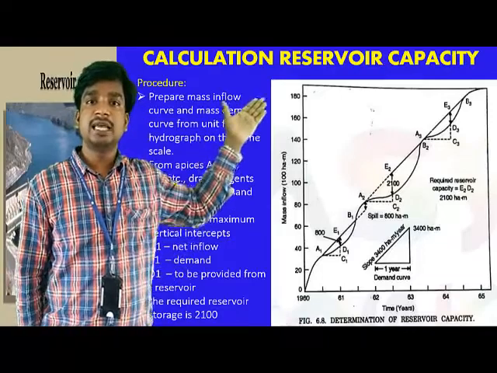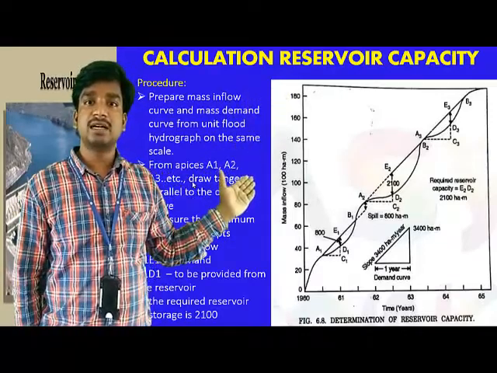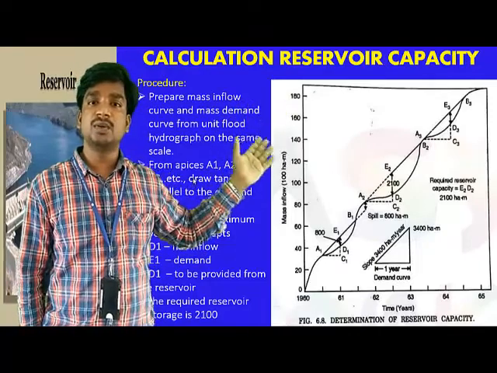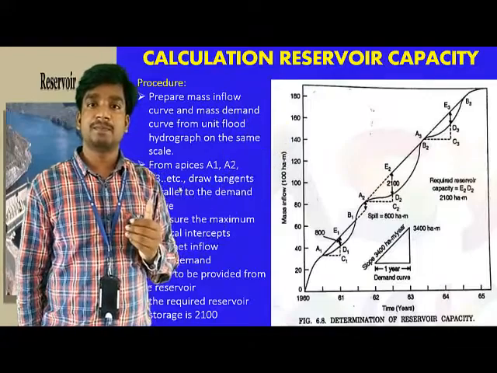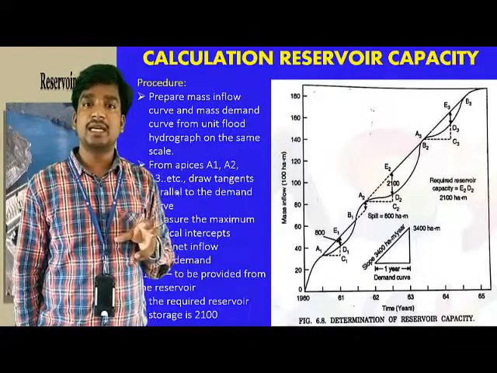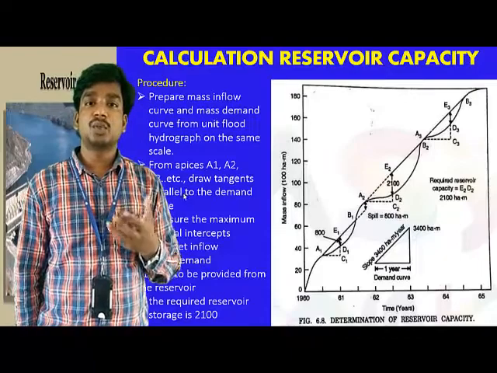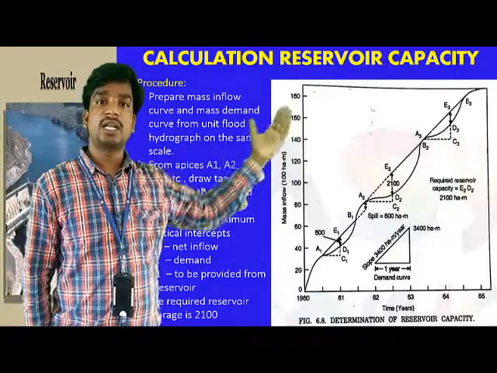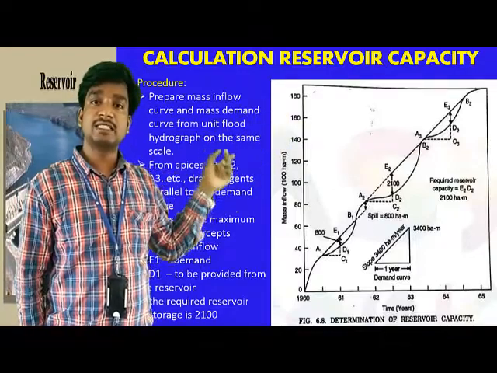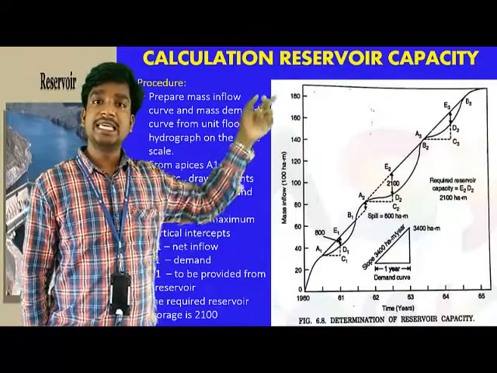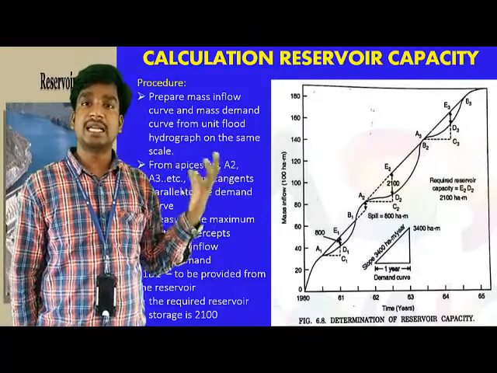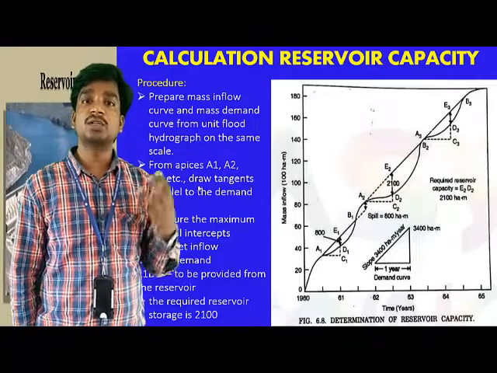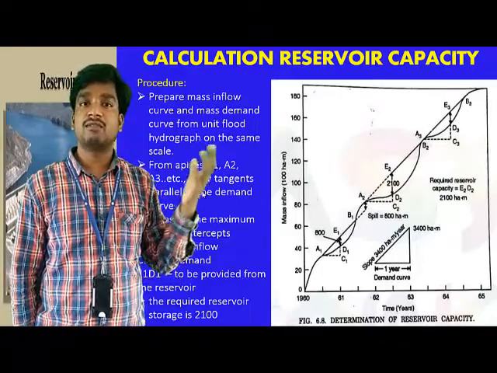Similarly, you can see E1 C1 is the first vertical intercept to the demand line, the second one is E2 C2 and the third one is E3 C3. So how do we determine the storage capacity required for a reservoir? It is the biggest of the ordinates, meaning the shortfalls E1 C1, E2 C2, E3 C3. Out of these three vertical intercepts, whichever is the biggest one is considered as the required storage of a reservoir.